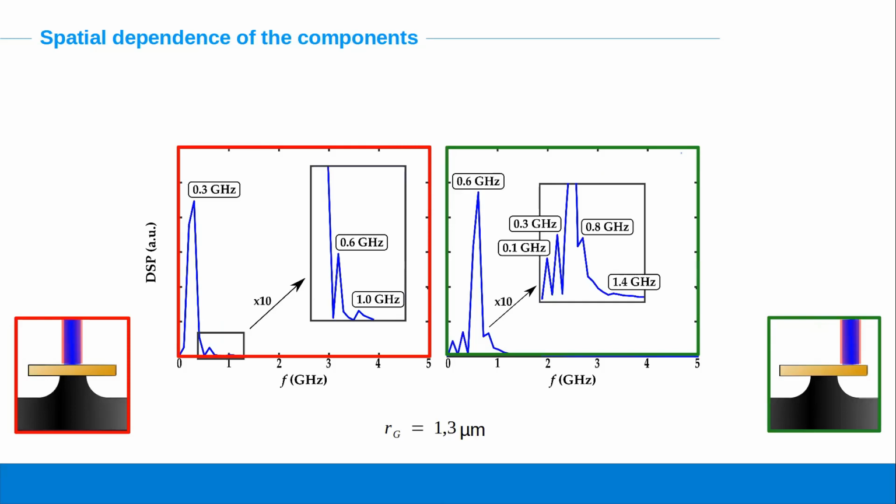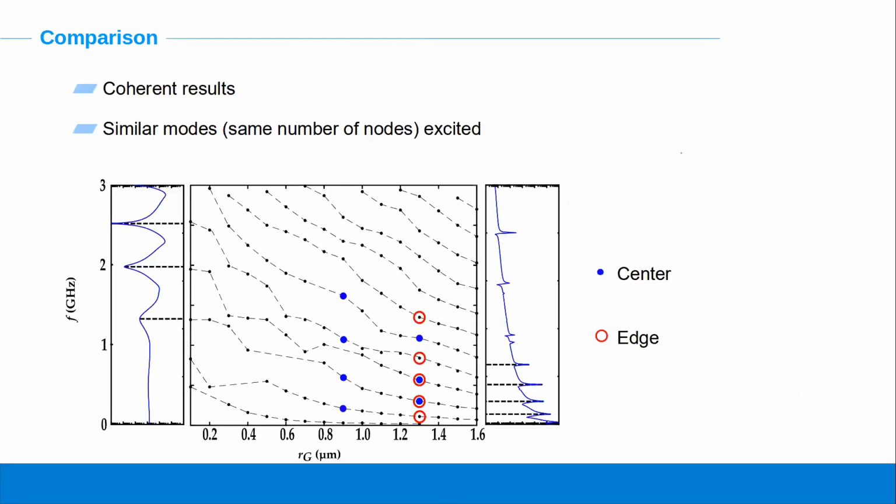So on the same disk with an important etching radius, if you do a measurement at the center or at the edge, we have similar components, for example 0.3 or 0.6 gigahertz, but on the edge, we will also have additional modes, which once again tell us that the substrate acts as a relaxation channel. And the interesting thing is that all of the frequencies we obtain experimentally can also be found for the same values of etching radius numerically, which shows once again the good agreement in the results.